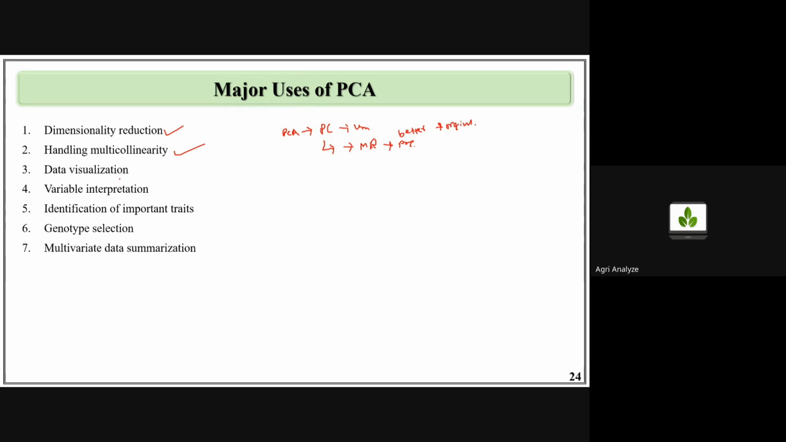Now data visualization. If we have more than 3 variables, visualization is very difficult, so based on principal components, we reduce the dimension of our graph. Then variable interpretation, identification of important traits, genotype selection, and multivariate data summarization. I explain this in the interpretation part. Up to this, does anyone have a question? Please ask me. Otherwise, we move on to how to analyze PCA by our AgriAnalyze tool.